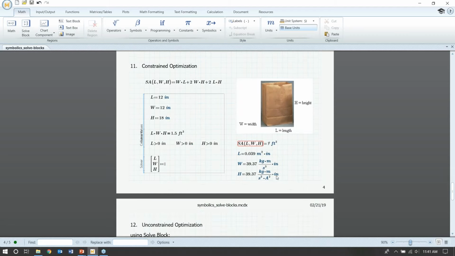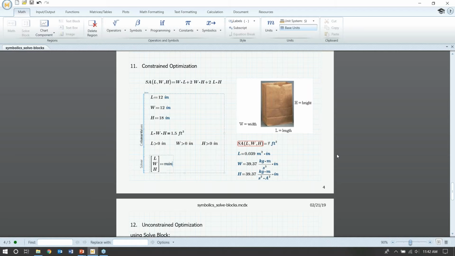All right, optimization. These are some of my favorite problems. In this problem, we're going to be trying to minimize the surface area of this bag. So we have a paper bag. Our base is width times the length. The sides are 2 times width and height, and then the front and back are the length times the height. So this is the full surface area of our bag. We've defined it outside of the solve block. We've provided some guess values for length, width, and height. We know that we want our volume to be 1.5 feet cubed, and we don't want any of our values to be less than 0. So we're defining all these constraints here.